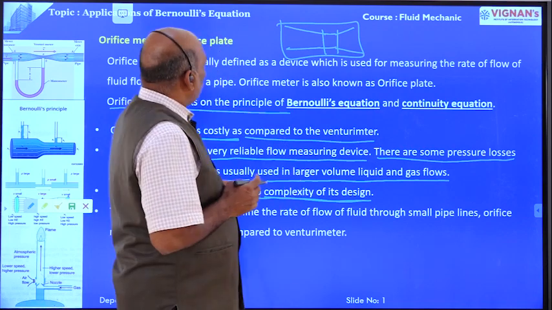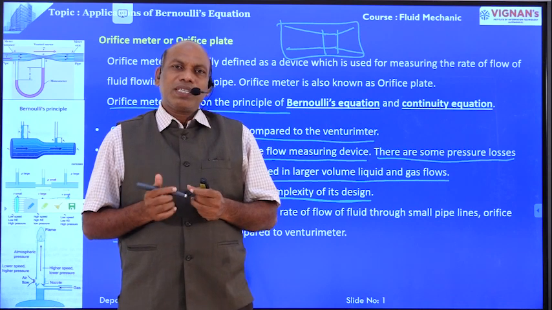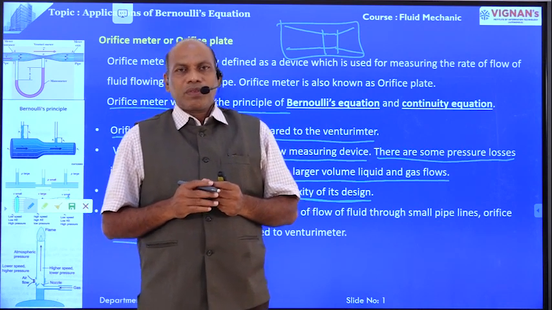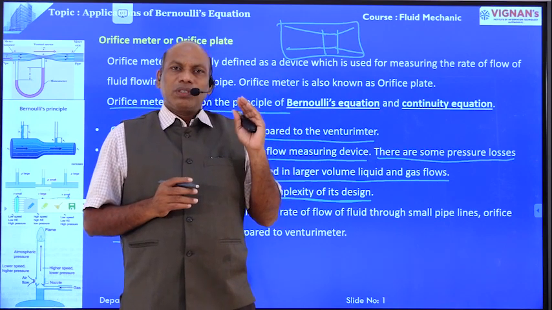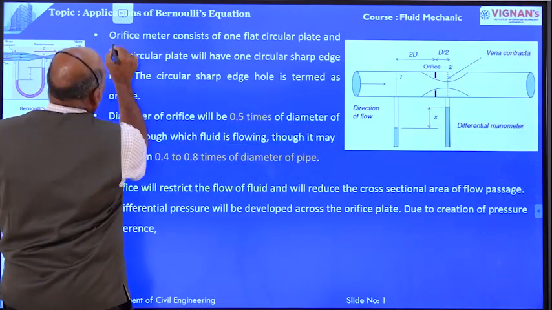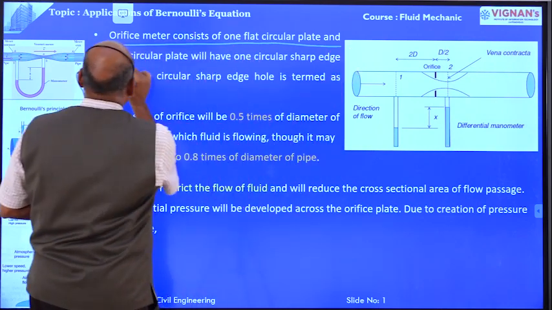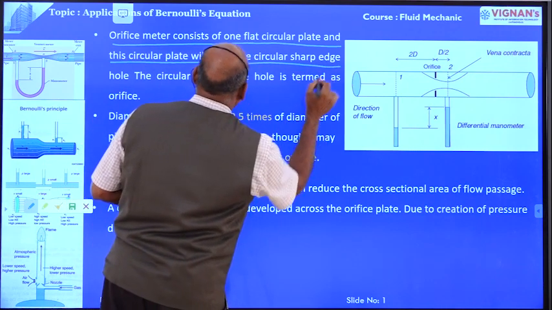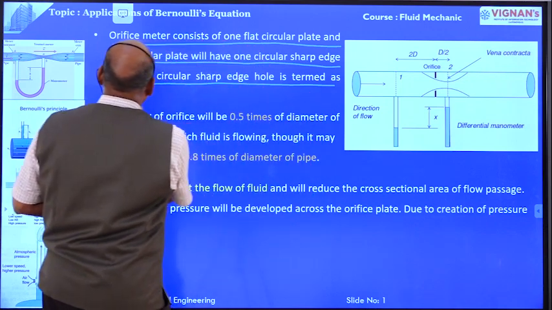Okay? Once again I am going to repeat it. The orifice meter is the device which is used to measure the flow rate in pipes. The orifice meter is working on the principle of Bernoulli's equation and the continuity equation. The orifice meter consists of one flat circular plate, and this circular plate will have one circular sharp edged hole. The circular sharp edged hole is termed as the orifice.